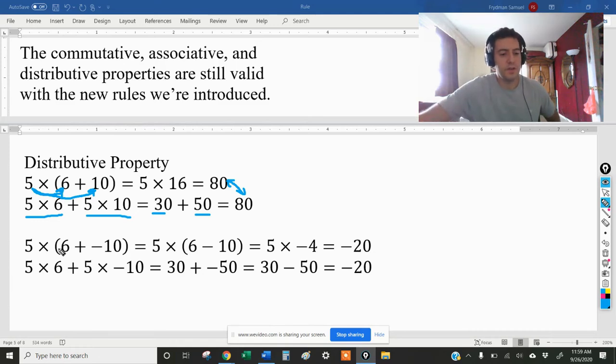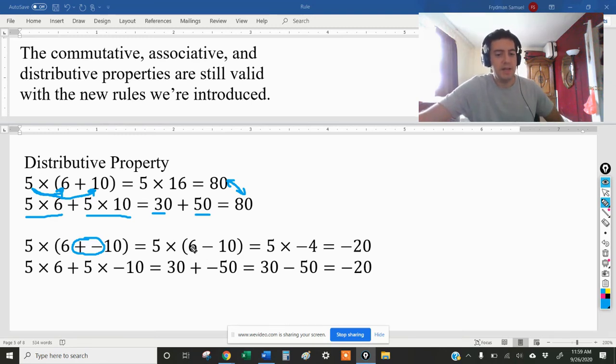So let's do this first. We have 6 plus negative 10. So I can use the rewriting rules. I know that I can change that plus negative to just a minus symbol there. So 6 plus negative 10 is the same as 6 minus 10. So this is going to give me 5 times 6 minus 10. And then I'll do parentheses first. I'm still following my order of operations. Okay, PEMDAS if you like.